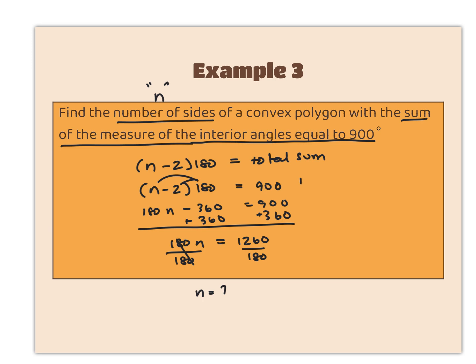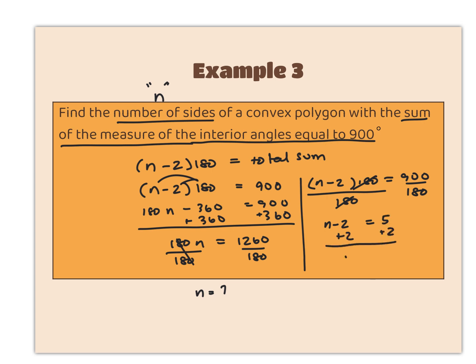I could have made my math a little simpler, or maybe, I don't even know if it would have made it simpler. But when I got to here, I could have just divided the left side by 180 and not ever distributed the 180. That would have left me with n minus 2, and 900 divided by 180 is 5. And then I would have added 2 to both sides, and I would have found again that n is a 7-sided figure. So n is 7.